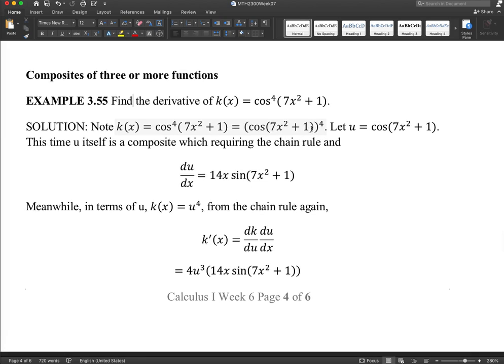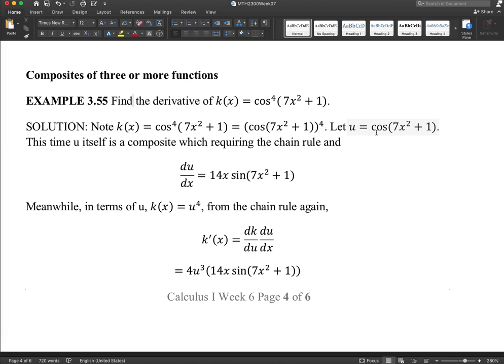Okay. So realizing it is the entire cosine part to the power 4, I simply take this cosine function as u. And then I hope you see u is a composite, not a single cosine, it should be clear.